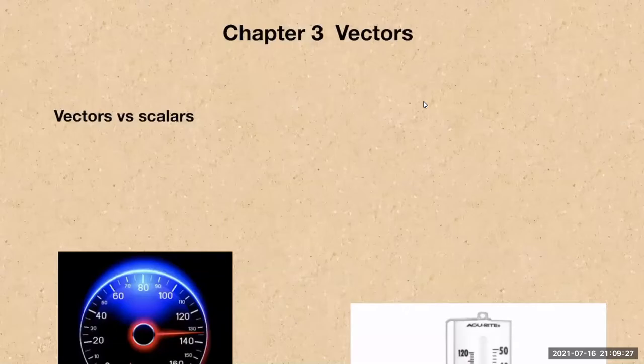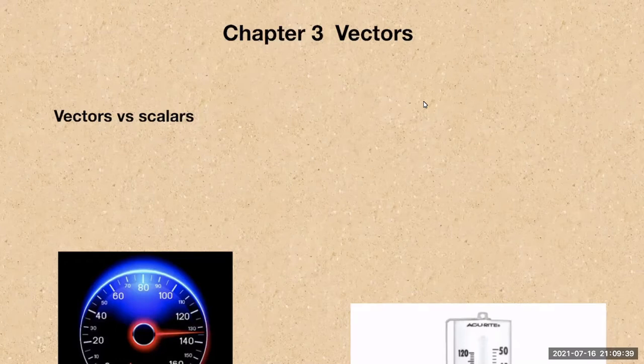Chapter 3, Vectors. In the previous chapter, we studied one-dimensional kinematics, and that is motion along one direction, along one straight line. You can either go forward or backward, and you can either accelerate forward or backward. So there are only two possible choices when it comes to directions, and we can simply label one positive, the other one negative.